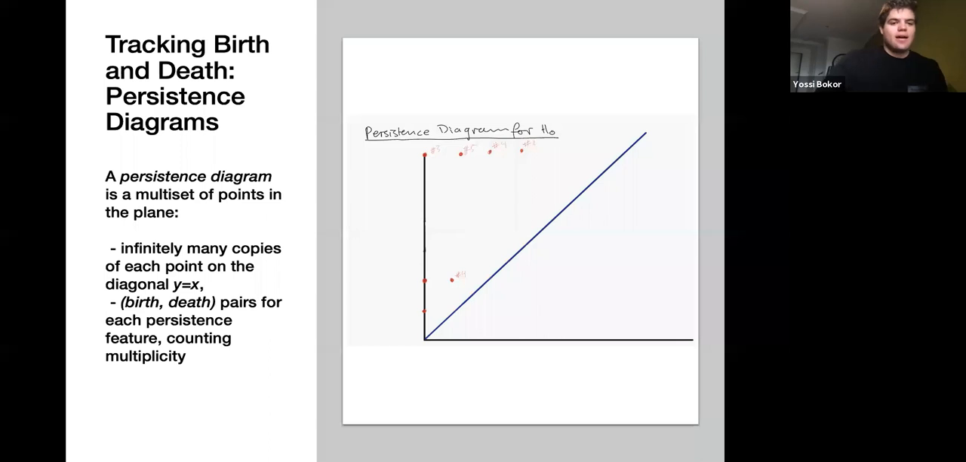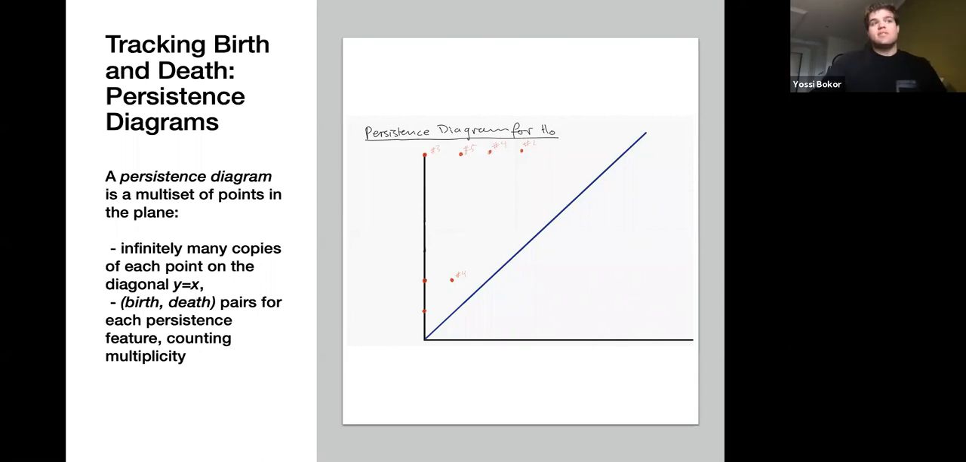And I will preempt a question I will get now and say that there are infinitely many copies of each point on the diagonal so that we can compare persistence diagrams. Given we're working with a multi-set of points, the way of comparing persistence diagrams is to look at matchings between them and the cost of such a matching.